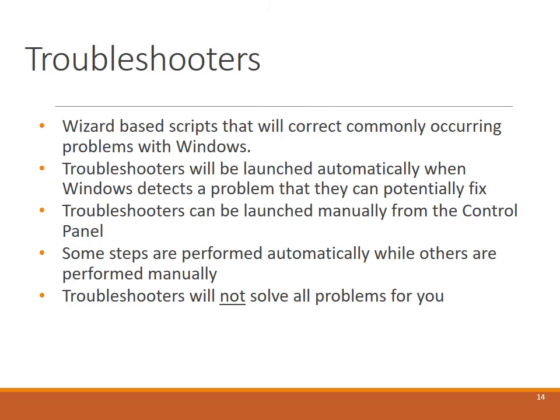Troubleshooters can be launched manually from the control panel. Some of the steps are performed automatically in the wizard, such as ipconfig, release, renew, while others are performed manually. So your computer can't interact with the real world in most cases, at least not yet. And sometimes you have to do manual steps. So for example, going back to our networking problem, it might direct you to look at the back of your computer to see if the network cable's unplugged.